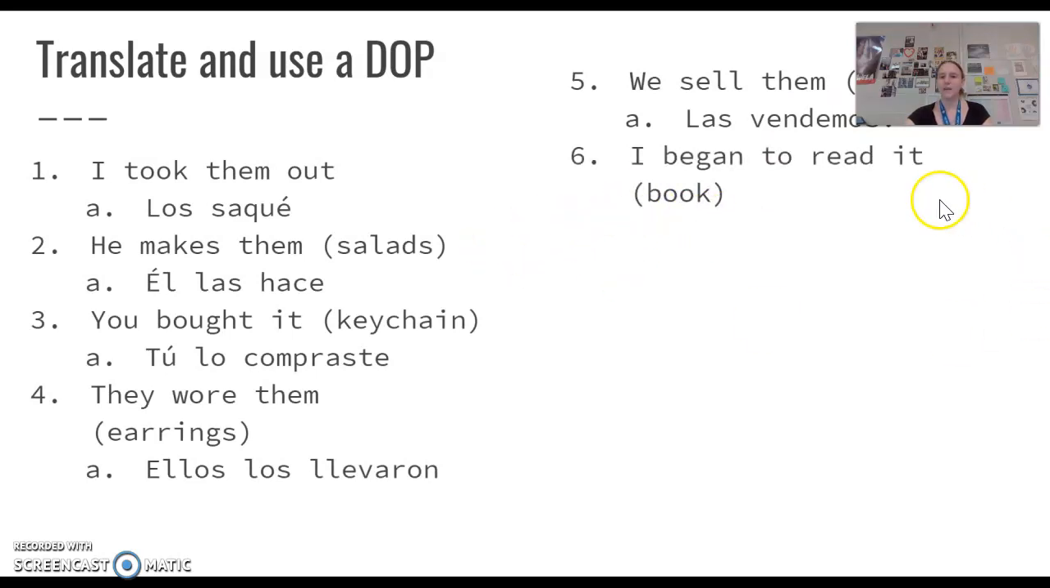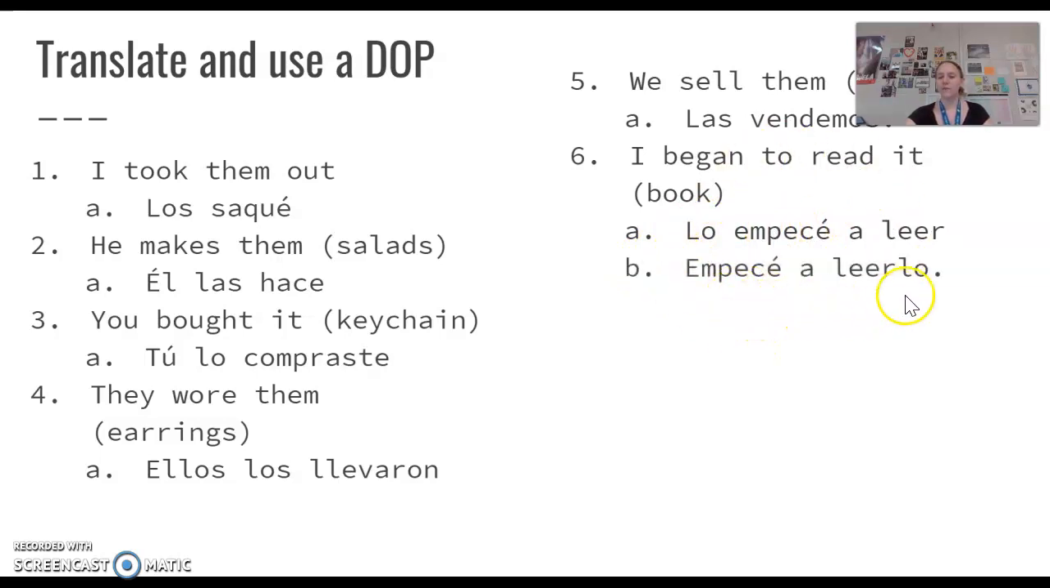Okay, so like I began to read it. I can either put my lo here at the beginning, because it can always go directly before the conjugated verb. That's never wrong. I began to read it. Or if there is a second verb, you can attach it to the second verb. Empecé a leerlo. I began to read it. You can only attach it to a second verb if there is a second verb. Okay? That's kind of the important part of that. If it's one verb, it can only go one place. If you have two verbs, it can go in two places.